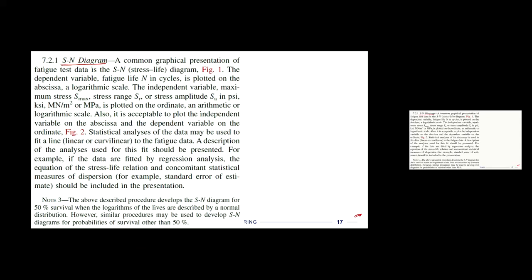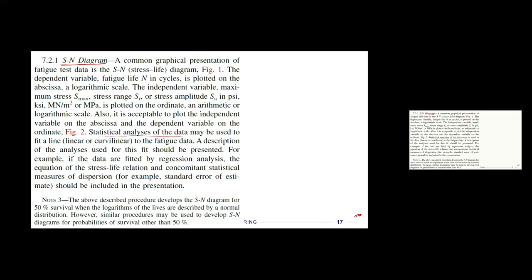So it says a common graphical presentation is the stress life diagram. The dependent variable, fatigue life, N in cycles, is plotted on the abscissa, a logarithmic scale. So it tells you exactly the scale, what axis it goes on. The independent variable, maximum stress, S max, stress range, or stress amplitude, you can choose. And then you choose a unit, PSI, KSI, millinewton per meter squared, or megapascal, is plotted on the ordinate, an arithmetic or logarithmic scale. So you can do linear or log on the y-axis. It's also acceptable to plot the independent variable on the abscissa and the dependent variable on the ordinate. They give an example of that, but I'm not going to show it.